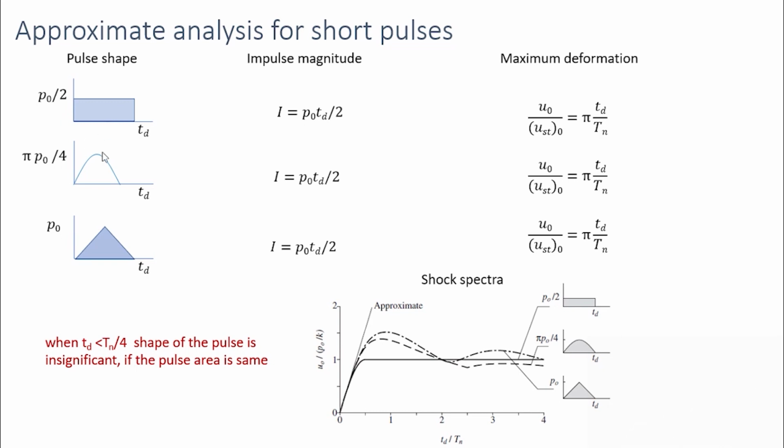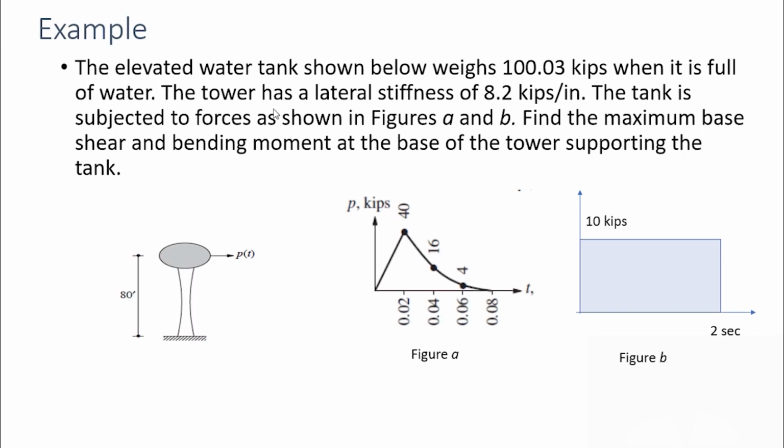If the area is the same, irrespective of the shape of the pulse, we would get the same deformation. So we can use this result also to calculate the maximum response of a system under short pulses. If the pulse duration is less than Tn by 4, then irrespective of the shape of the function, we would get similar responses. Now let's solve an example problem.